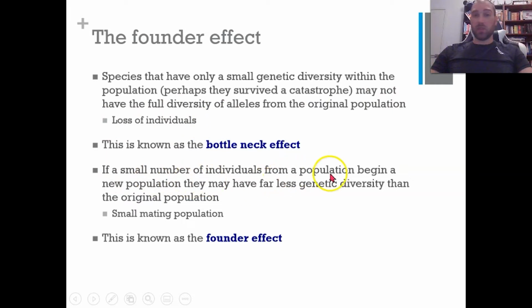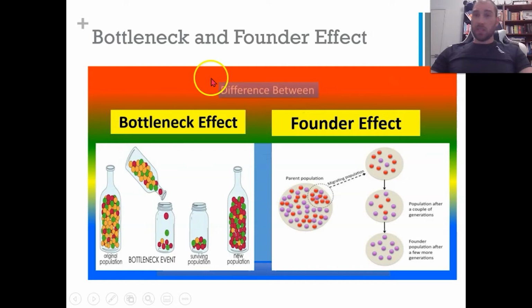If a small number of individuals from a population begin a new population, they may have far less genetic diversity than the original population. So you have a small mating population, and this is known as the founder effect. Here's a picture showing the difference between the bottleneck and the founder effect. For the bottleneck effect, we have our original population, and we go through some kind of catastrophe where few individuals survive. The surviving population might not necessarily have an exact mix of the original population's genes present in the gene pool, so we get a change in the presence of genes in the gene pool due to the catastrophe leading to a smaller surviving population.